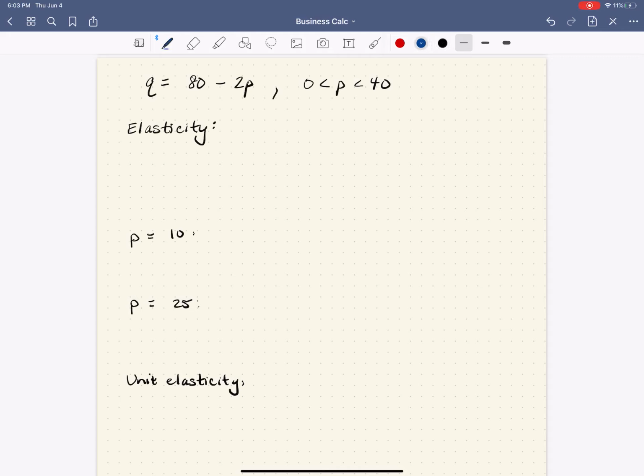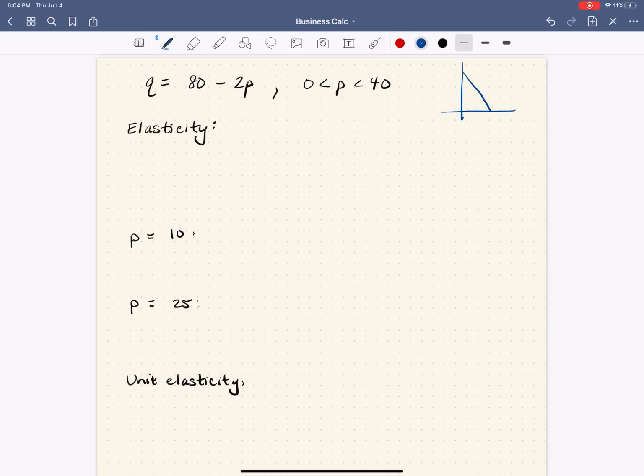Okay, in this video what we're going to do is look at an example of computing elasticity and then answering a couple questions about it, something that's very typical out there. So let's say that we have a linear demand that's given by Q equals 80 minus 2P.